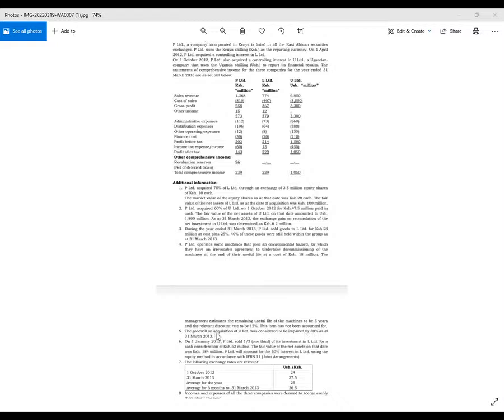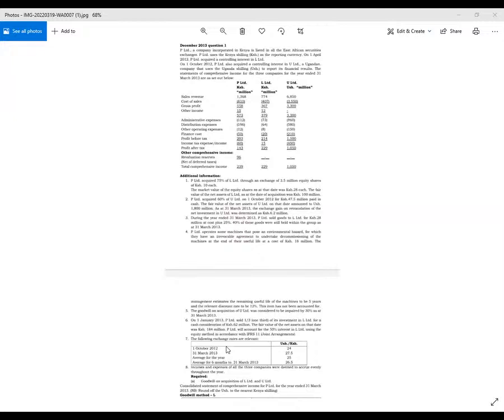The goodwill on acquisition of U Limited was considered to be impaired by 30% as of 31st March 2013. On 1st January 2013, P Limited sold one third of its investment in L Limited for a cash consideration of Kenya shillings 62 million. The fair value of the net assets on that date was 184 million. P Limited will account for the 50% interest in L Limited using the equity method in accordance with IFRS 11 joint arrangements. Then they have given us the following exchange rates as relevant.